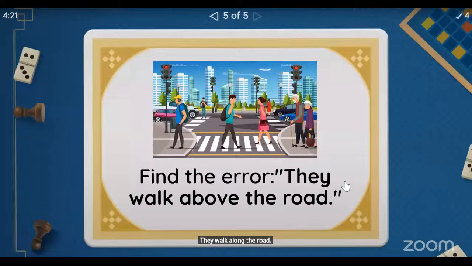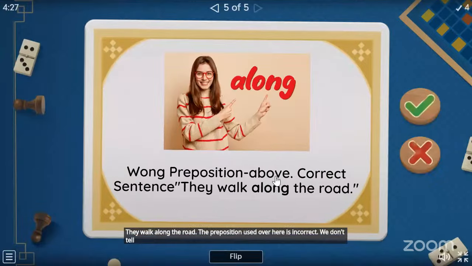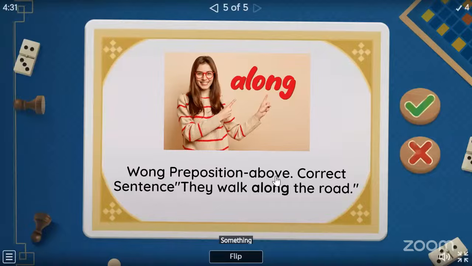Along means together with. The preposition used over here is incorrect. We don't tell it as above. Above is something above a particular surface. Then we say above. Along the road, they walk along it. How can they walk above it?